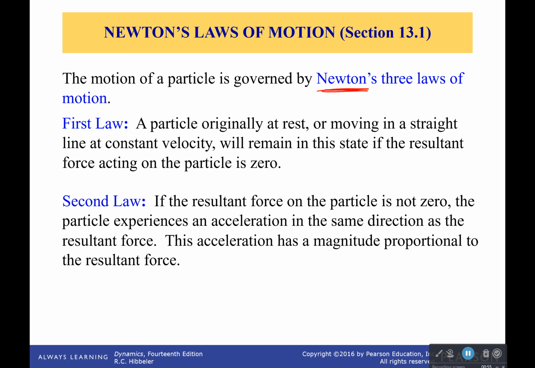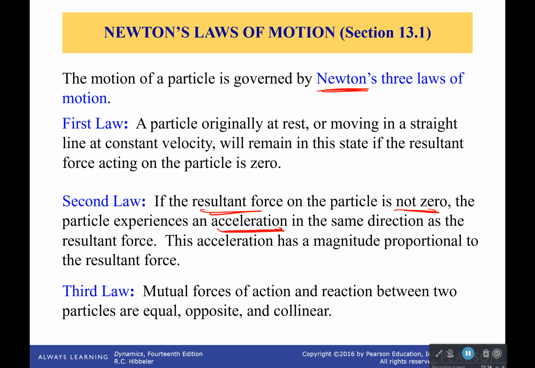So the second law, if the resultant force on the particle is not 0, the particle experiences an acceleration. Okay, so resultant force not 0, we're going to have an acceleration in the same direction as the resultant force. This acceleration has a magnitude proportional to the resultant force. And finally, third law, mutual forces of action and reaction between 2 particles are equal, opposite, and collinear. So, an object at rest tends to stay at rest. An object in motion tends to stay in motion. Forces will cause acceleration, and for every action, there's an equal and opposite reaction.